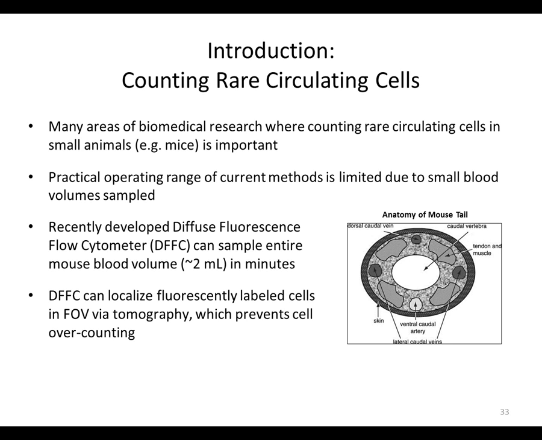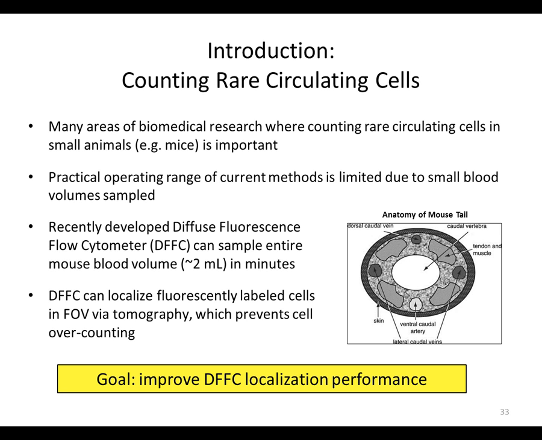But if all of this is in your field of view, here you can see that we have multiple blood vessels. Here we have an artery, we have 3 veins. Now we have to have some way of localizing where that signal is coming from, because you don't just want to count cells in your field of view, since you can end up double counting cells as they circulate through the vasculature. So this system was in existence when I joined Mark's lab, and they were using a standard tomographic reconstruction approach to do localization. My goal was really to improve the localization performance of this instrument.